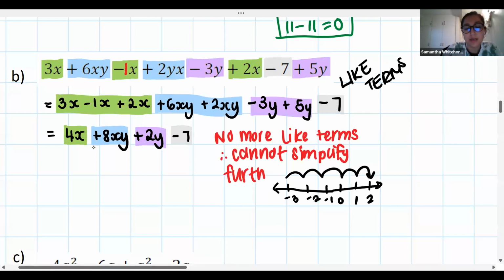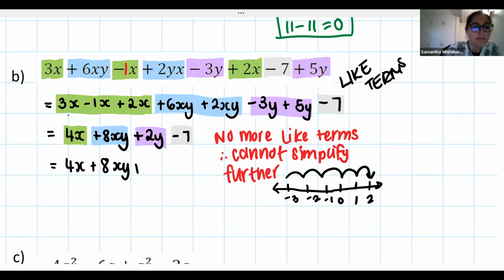And because you cannot simplify further, this is actually your final answer. I'm just going to rewrite it without all the colors. 4x plus 8xy plus 2y minus 7. That is it. You can't do anything more than that. They are not like terms. You can't add and subtract them. And so that is our final answer.